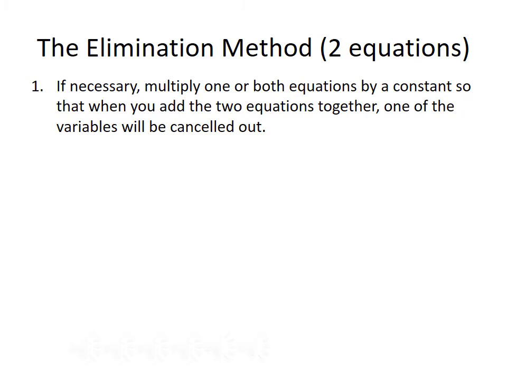Next, let's talk about solving a system of equations using the elimination method. So the steps we're going to present here are specifically for a system of two equations. Okay, so the elimination method is called the elimination method because we want to try to eliminate one of our variables. So the first step is, if necessary, multiply one or both equations by a constant so that when you add the two equations together, one of the variables will cancel out.